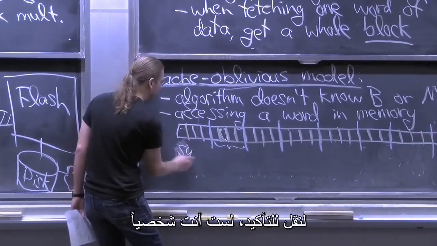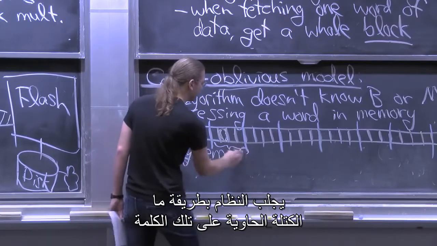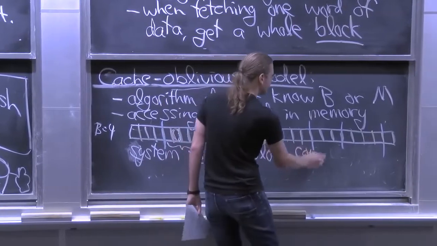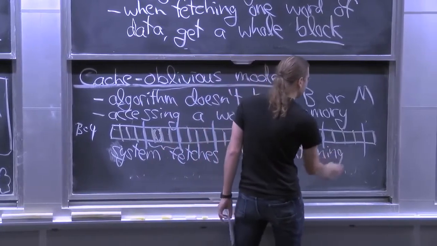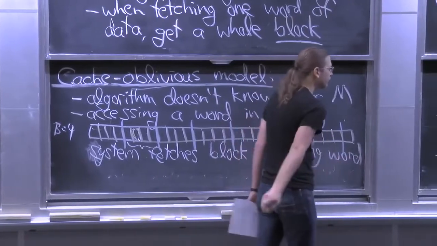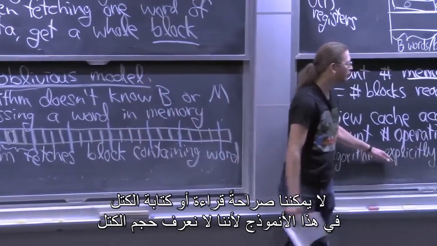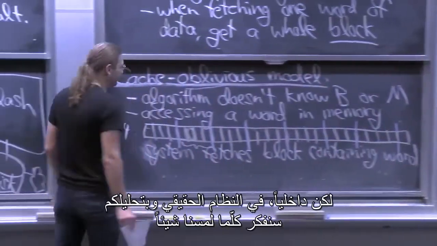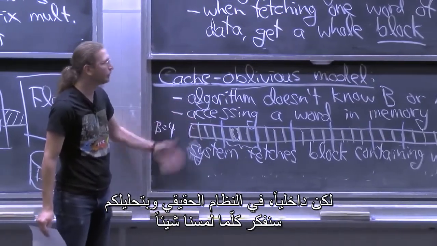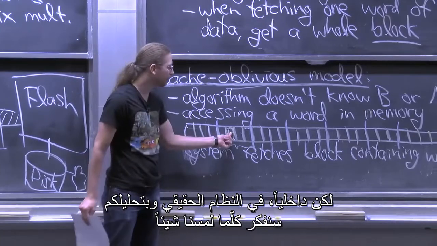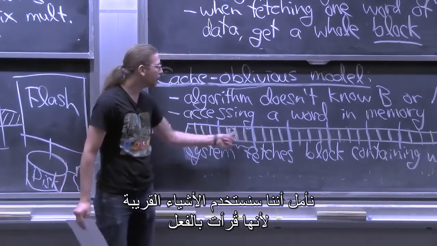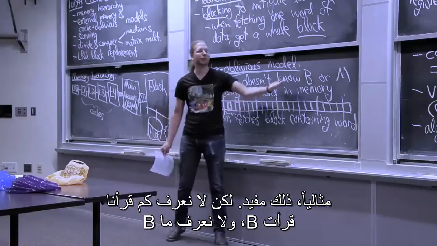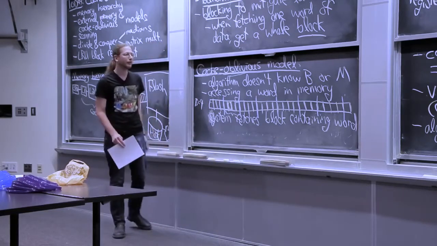Let's say, to emphasize, it's not you personally. The system somehow fetches the block containing that word. It has to do this automatically. We can't explicitly read and write blocks in this model because we don't know how big the blocks are. So it couldn't even name them. But internally, on the real system, and in your analysis, you're going to think of whenever you touch something, you actually get all of this into the cache. So you hope that you will use things nearby because you've already read them in. Ideally, they're useful. But you don't know how many you've read in. You've read in B, and you don't know what B is. The algorithm doesn't know.